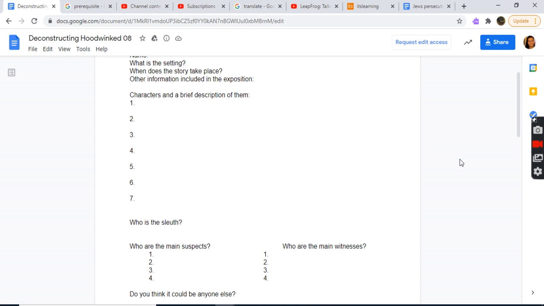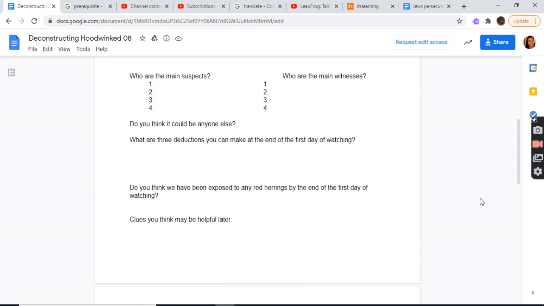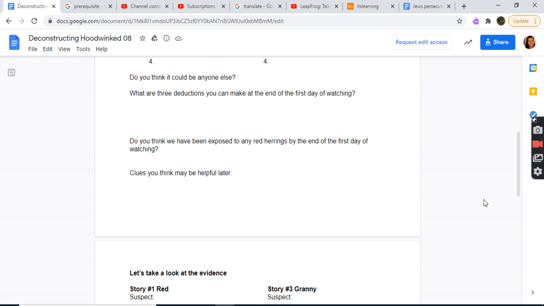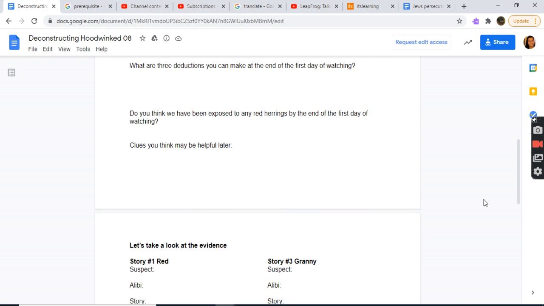Who is the sleuth? Who are the main suspects? There are 4 of them. Who are the main witnesses? Which are 4. Do you think it could be anyone else? What are 3 deductions you can make at the end of the first day of watching? Do you think we have been exposed to any red herrings by the end of the first day of watching? Clues you think may be helpful later.